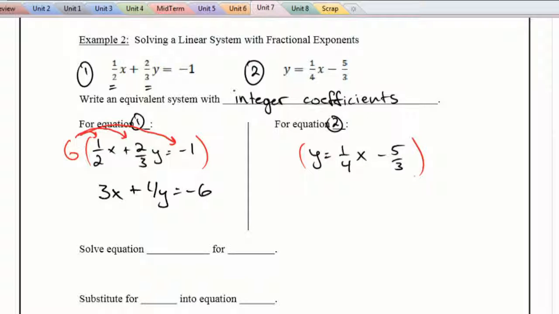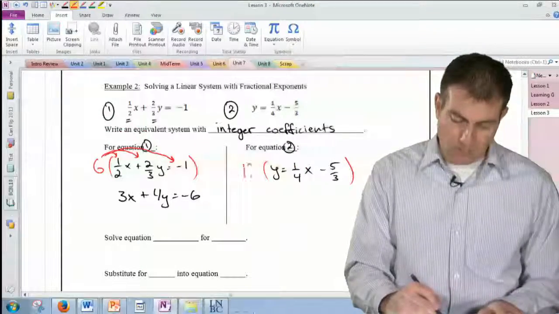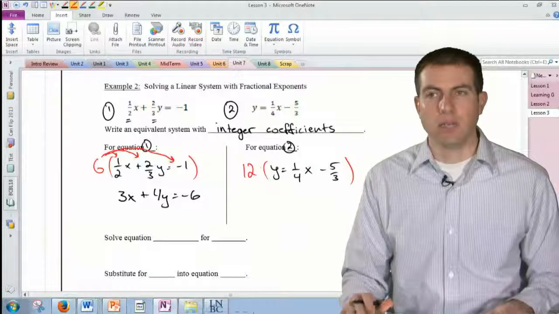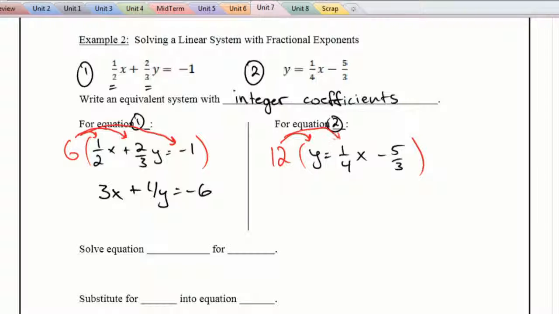The second one, least common multiple of 4 and 3. What can I multiply 4 and 3 by to get rid of my fractions? In this case, it's going to be 12. I need to feed my chickens. Everything inside the brackets gets that 12. So I have 12y. 12 divided by 4 is 3, and 12 times 5 is 60, divided by 3 is 20. There we go.